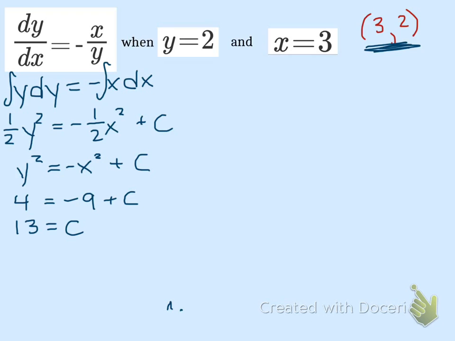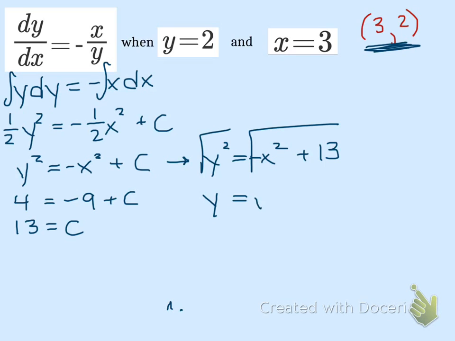So I will have a specific equation here which is going to satisfy this given initial condition. So then I go back to my y squared here, and I've got y squared equals negative x squared plus 13, because that's c. And then I can take the square root of both sides. So that I've got y equals square root of negative x squared plus 13. And that is going to be my solution.